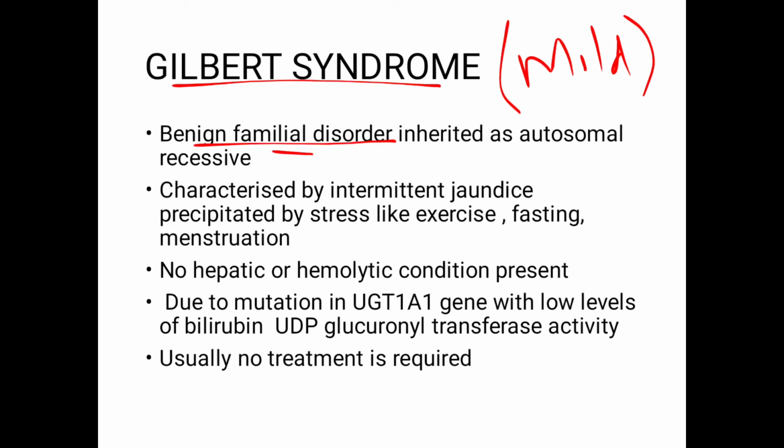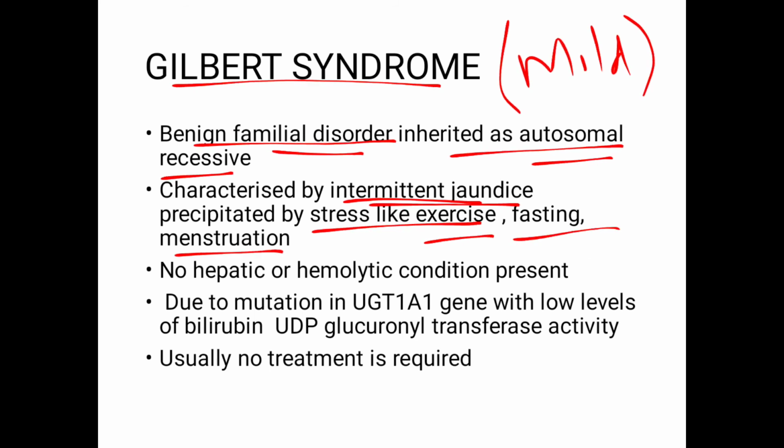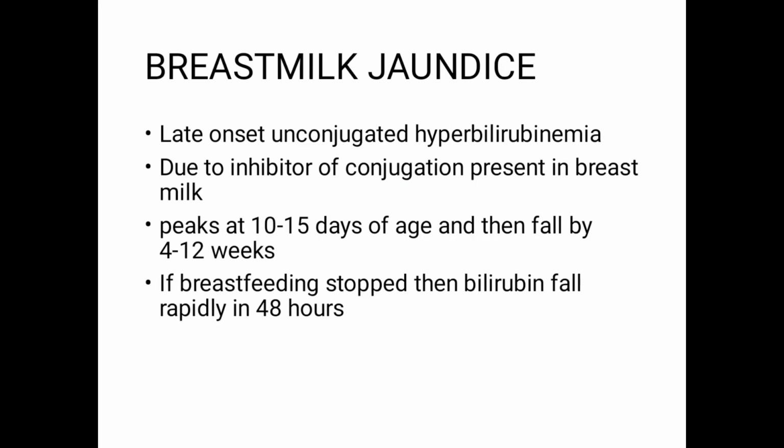So it's a benign familial disorder, and the type of inheritance is autosomal recessive over here, and it's characterized by intermittent jaundice, usually precipitated by stresses like exercise, fasting, menstruation. Again, there is no hepatic or hemolytic condition present. Again, this is due to a mutation in the UGT1A1 gene with low levels of bilirubin UDP glucuronyl transferase activity. Usually no treatment is required. You just need to avoid the stresses, and then the patient does not require any treatment.